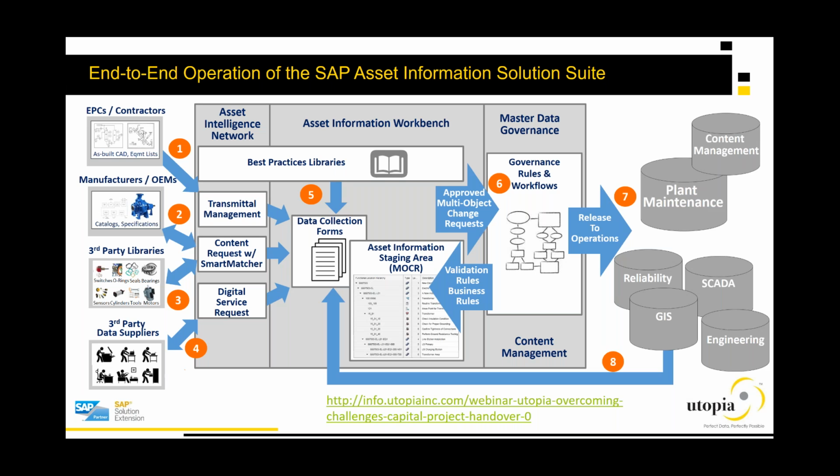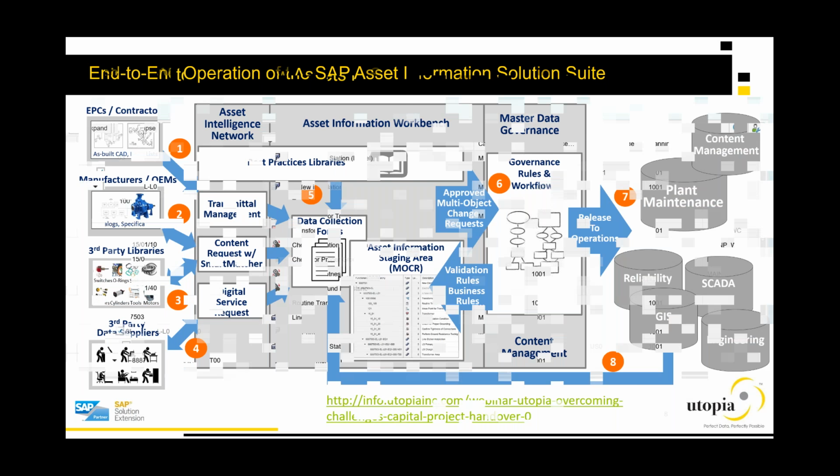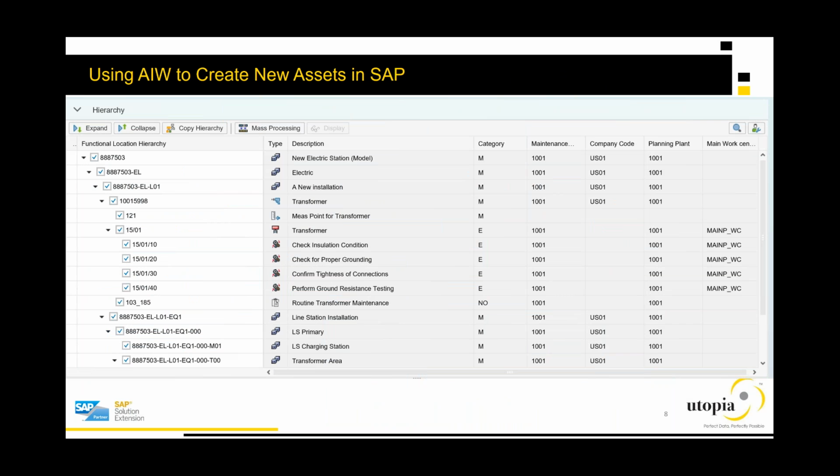So what does this process actually look like when you put it into a system? It starts by having a model. This is a model of a new electric station. You can see that it actually has a function location and equipment hierarchy. It has measurement points set up. It has a task list included.